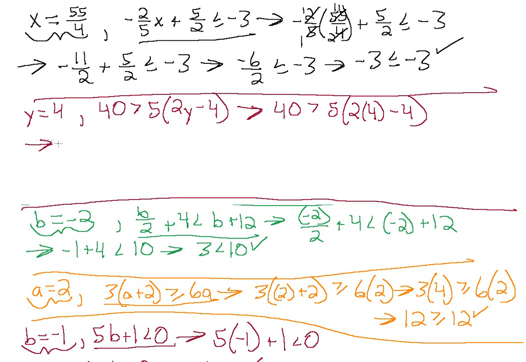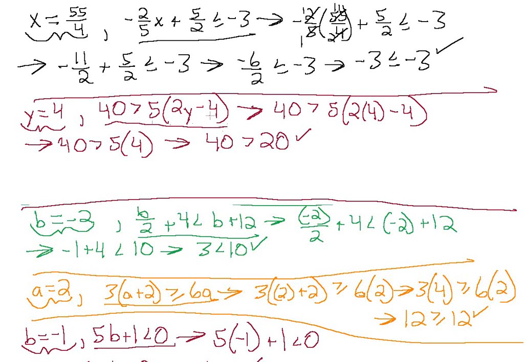Let me move over here. We have 40 is greater than 5 times, and let's do the math in the parentheses. 2 times 4 is 8, and 8 minus 4 is 4. So 40 is greater than 5 times 4, which is 20. That's a true statement, which means the value 4 for y is included in our solution interval for this inequality.